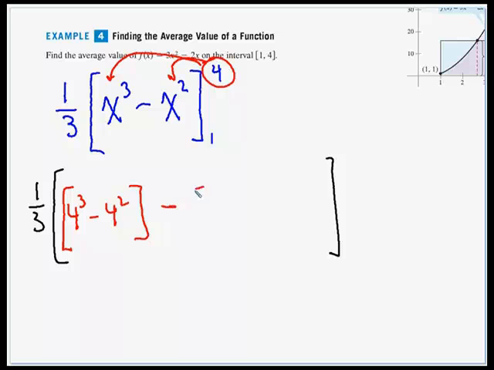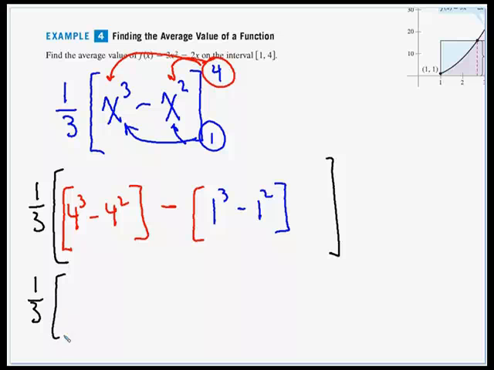And then we minus, running our lower limit through. So we're going to plug the 1 through there and get 1 to the third minus 1 squared. And again, that 1/3 is distributed across all of it. So 1/3. In the first set of brackets, we're going to have 64 minus 16, which is 48. And then minus, in its own parentheses, 1 to the third is 1, minus 1 squared is 1. So we're going to get minus 0.